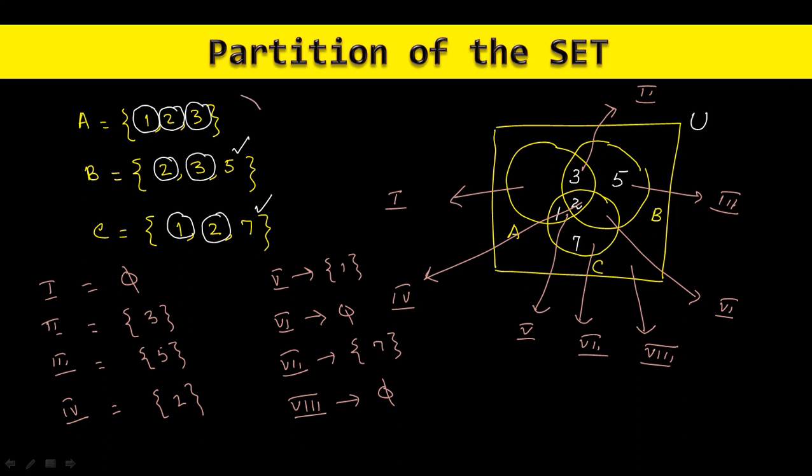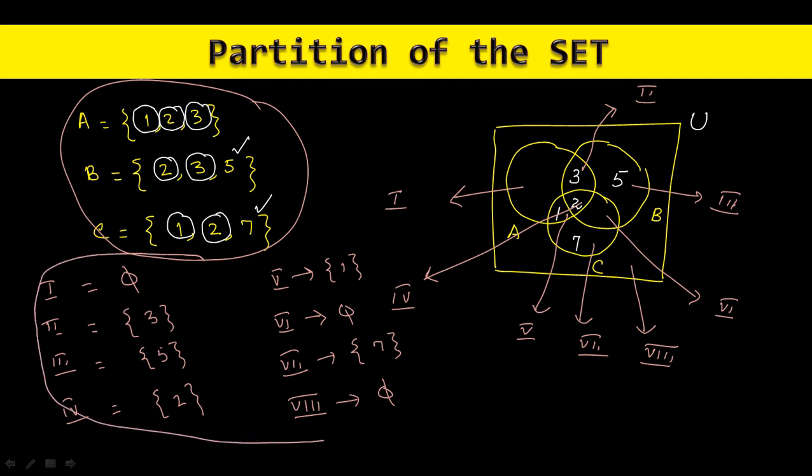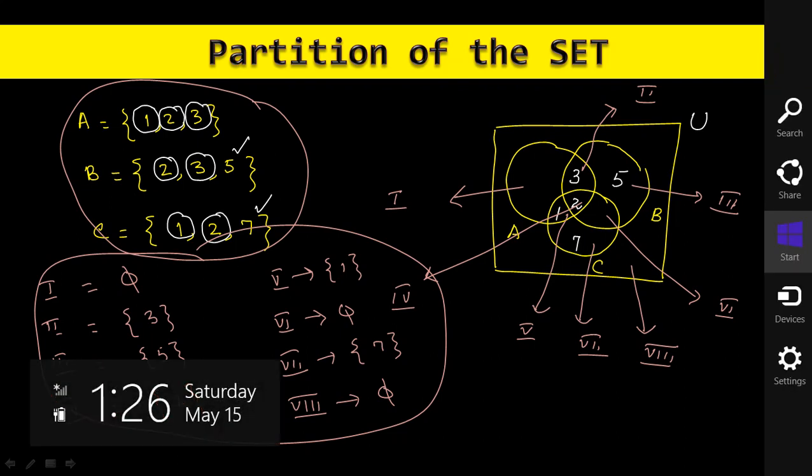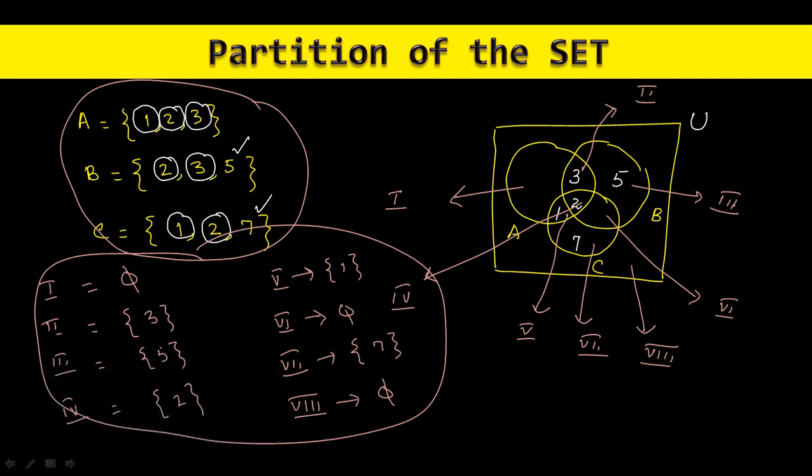Suppose I am finding the union of all these 3 sets. The union is 1, 2, 3, 5 and 7. Look at the union of this part. This one is again 1, 2, 3, 5 and 7. If any element is missing, it means you are making some error. Now, one more topic I would like to discuss.